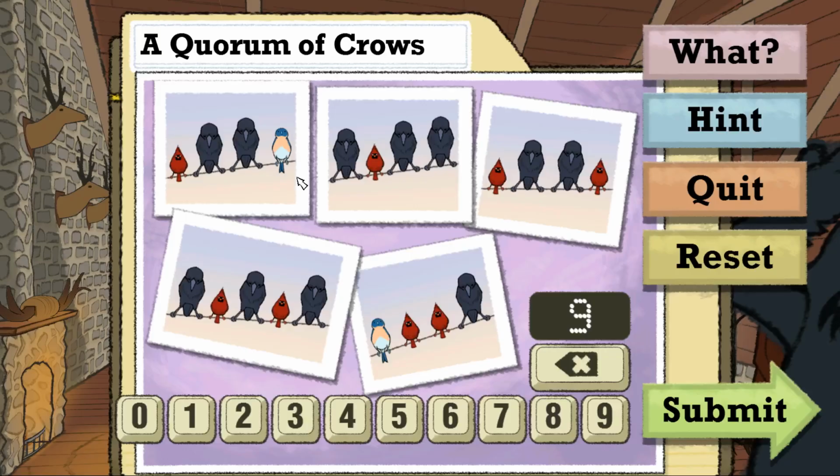So let's start the sequence now from the other end. We have bluebird, crow, crow, cardinal. Now, crow, cardinal can only be one of those. It has to be... Wait a minute, that doesn't make sense either. It is bullshit. It literally doesn't work.